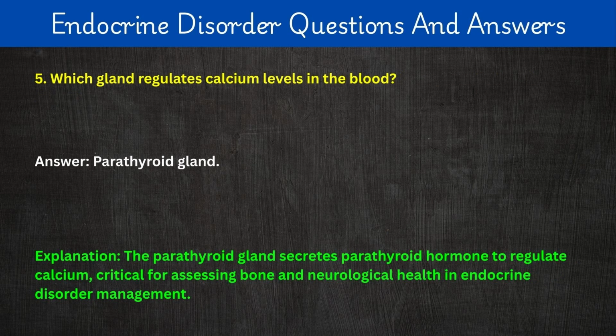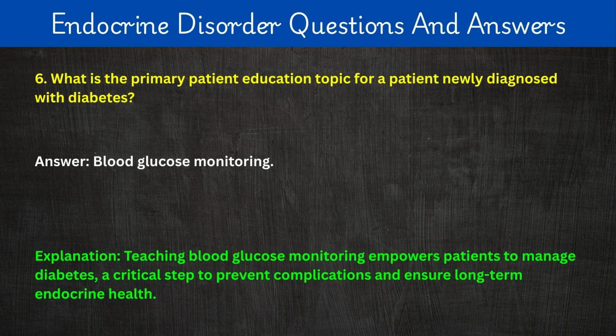5. Which gland regulates calcium levels in the blood? Answer. Parathyroid gland. Explanation. The parathyroid gland secretes parathyroid hormone to regulate calcium, critical for assessing bone and neurological health in endocrine disorder management.